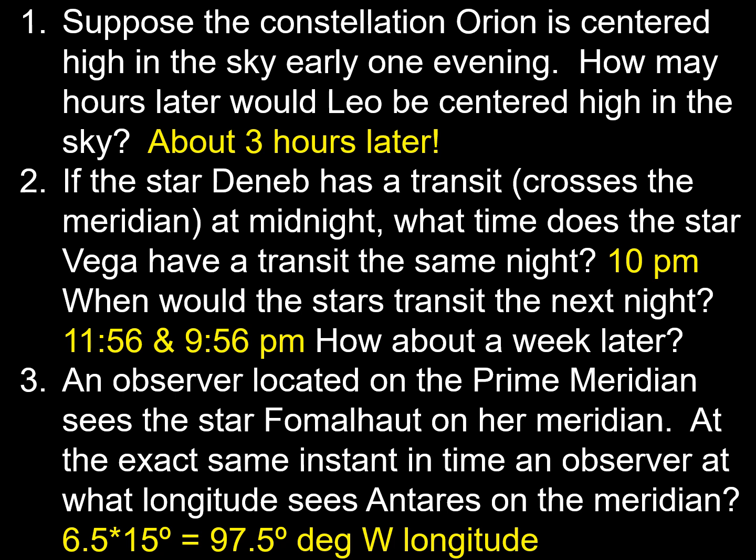That means if you were west of the prime meridian by that amount, you would have a view of Antares. At the same time, somebody on the prime meridian would have a view of, I didn't say that right. If you were 97.5 degrees west of the prime meridian, you would have a view of Antares. At the same time, somebody on the prime meridian would have a view of Fomalhaut.